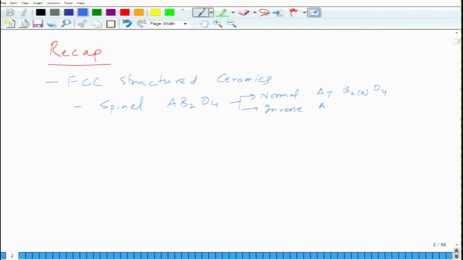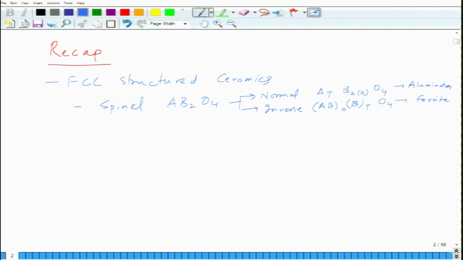In case of inverse spinel, A and B go to octahedral and one B goes to tetrahedral, and oxygen makes an FCC lattice. Spinel structure is important because many aluminates and many ferrites make this structure. Typically aluminates make the normal spinel structure, and typically ferrites make the inverse spinel structure. This is the difference between the two.